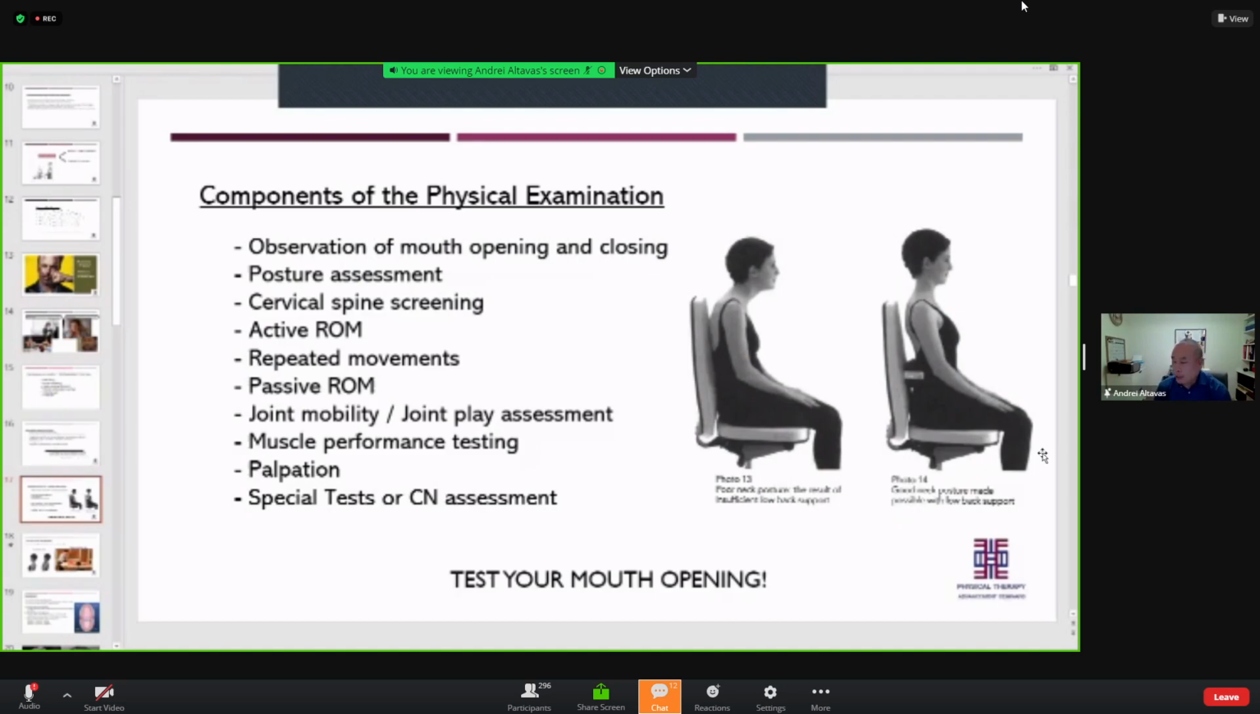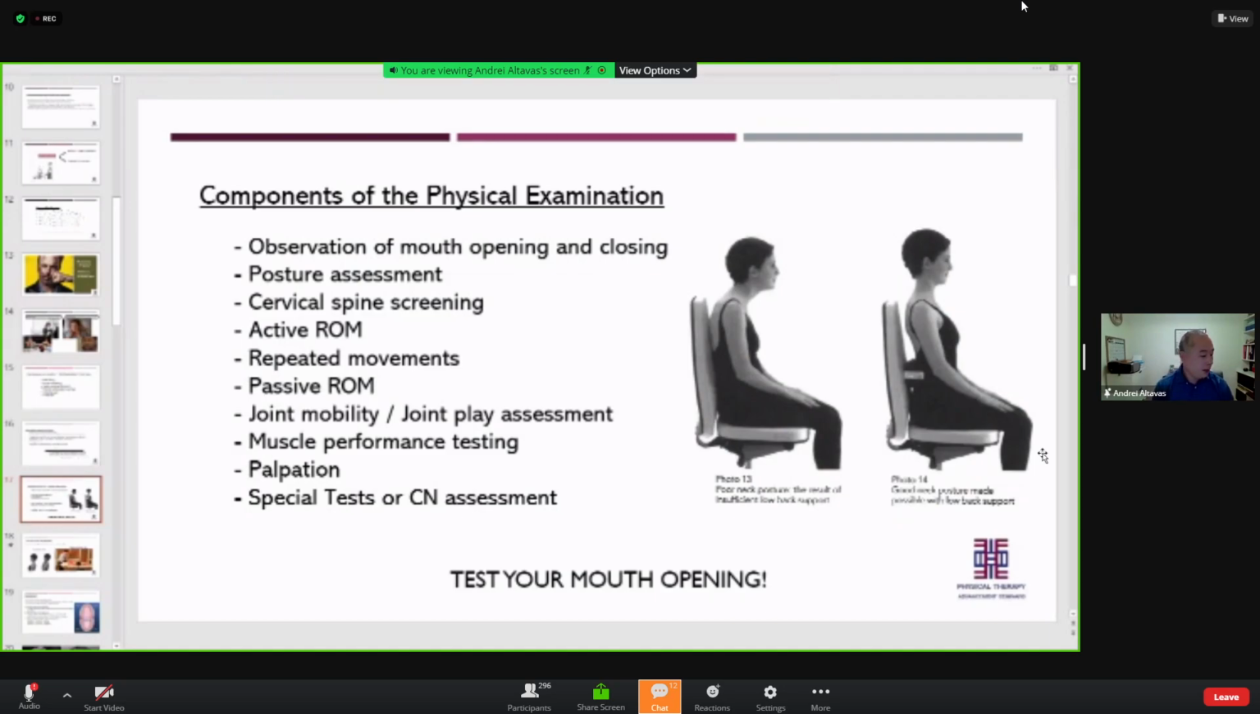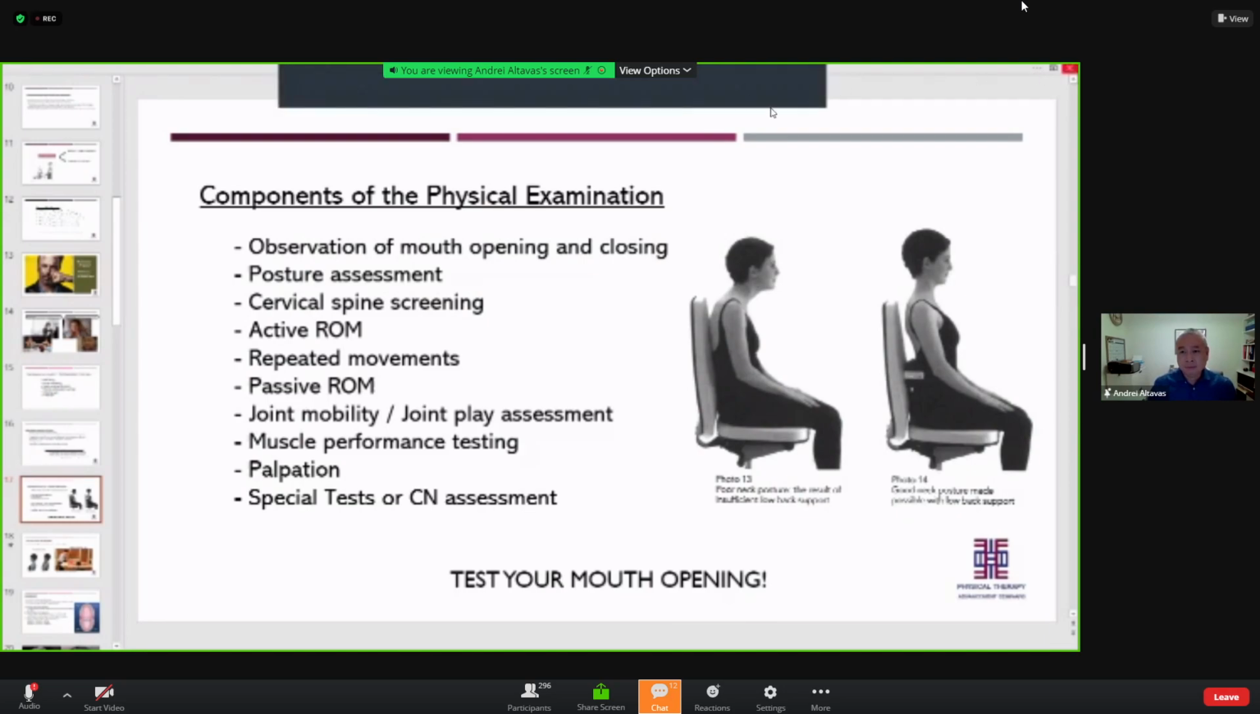Now, while you're in that position, I want you all to open your mouth as wide as you can. Can everyone do that? Okay. Now, go into an upright sitting position like this diagram here, or like this drawing here. When you're up in that position, I want you to open your mouth again. And what do you notice?